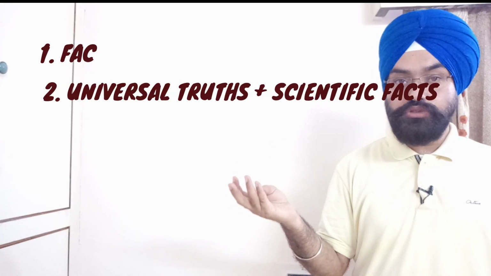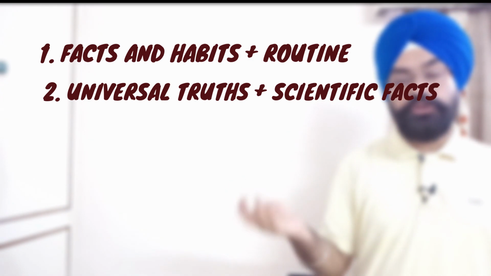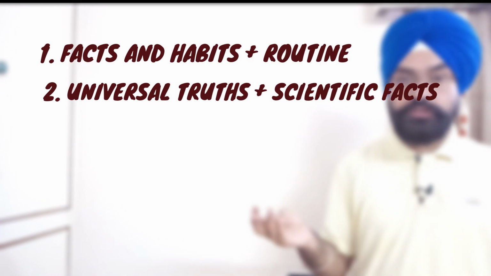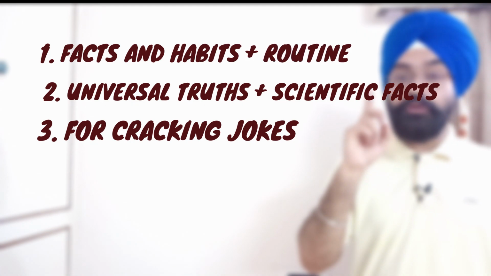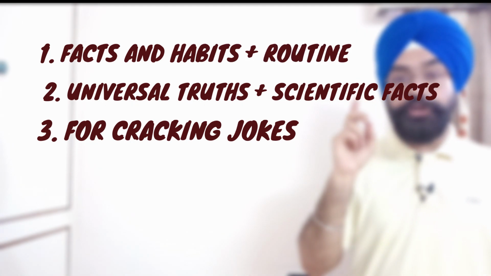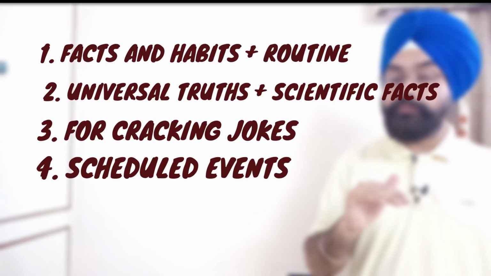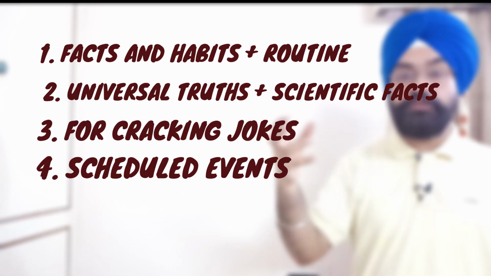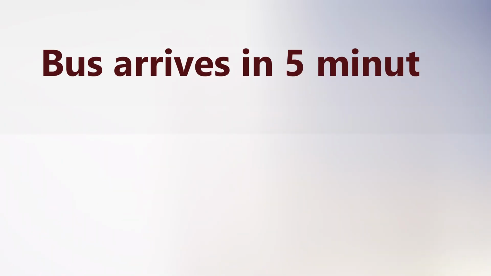After that, universal truths you can represent, and after that you can crack jokes. And one more thing, you can also talk about scheduled events in simple present, the events which are already scheduled, right? Like the bus arrives in 5 minutes. So this is a scheduled event. It is obvious that the bus is going to arrive in 5 minutes. So this is scheduled for every day, right? So a scheduled event you can also mention with the help of simple present tense. So that was all about simple present tense.